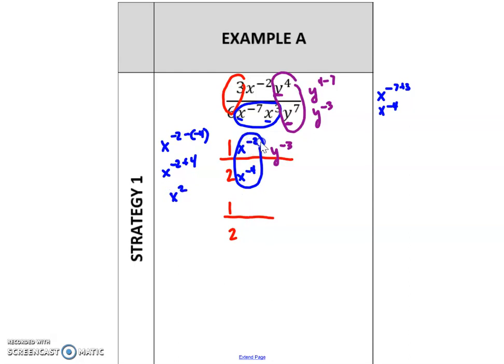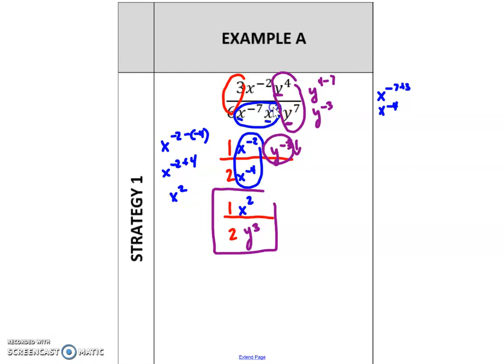Okay, I have a higher exponent in the numerator. Negative 2 is greater than negative 4, so this x squared should end up in the numerator. And then I have y to the negative 3. There's no other y's, so this one has to cross the line and change the sign. Okay, so that is one way that I could approach this problem.